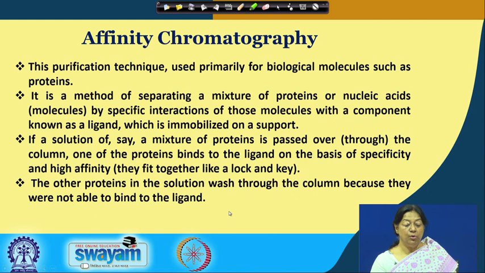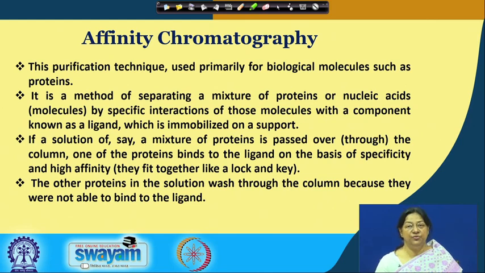In affinity chromatography, it is used primarily for biological molecules that show a specific affinity for, say, glucose or DNA. It is a method of separating a mixture of proteins or nucleic acids by specific interactions of those molecules with a specific component known as a ligand, which is immobilized on a support. Now, what do we mean by this?